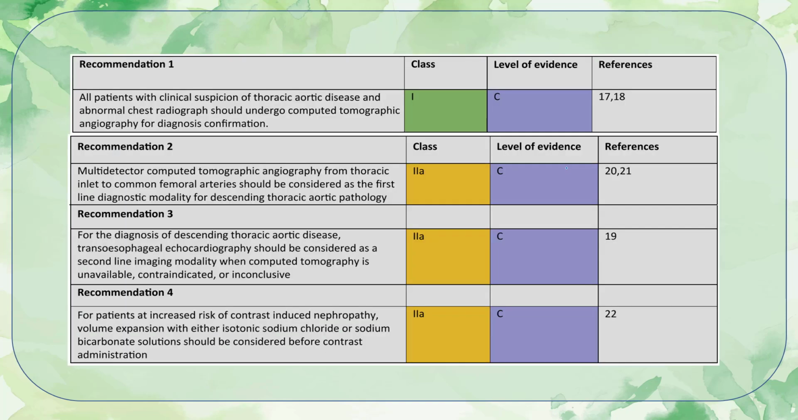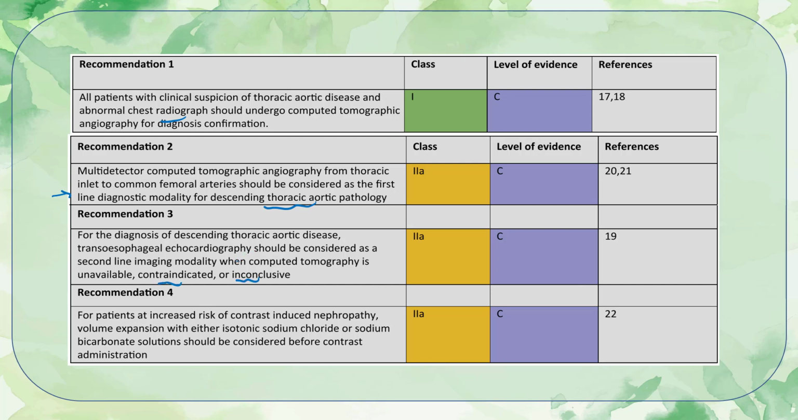And what about the recommendations of the guidelines? All patients with clinical suspicion of thoracic aortic disease and abnormal chest radiographs should undergo a CT angiography for diagnosis confirmation, and a multi-detector CTA from the thoracic inlet to the common femoral arteries should be considered as the first line diagnostic modality for descending thoracic aortic pathology. And for the diagnosis of descending thoracic aortic disease, a transesophageal echo should be considered as a second line imaging modality when the CTA is unavailable or contraindicated or inconclusive.